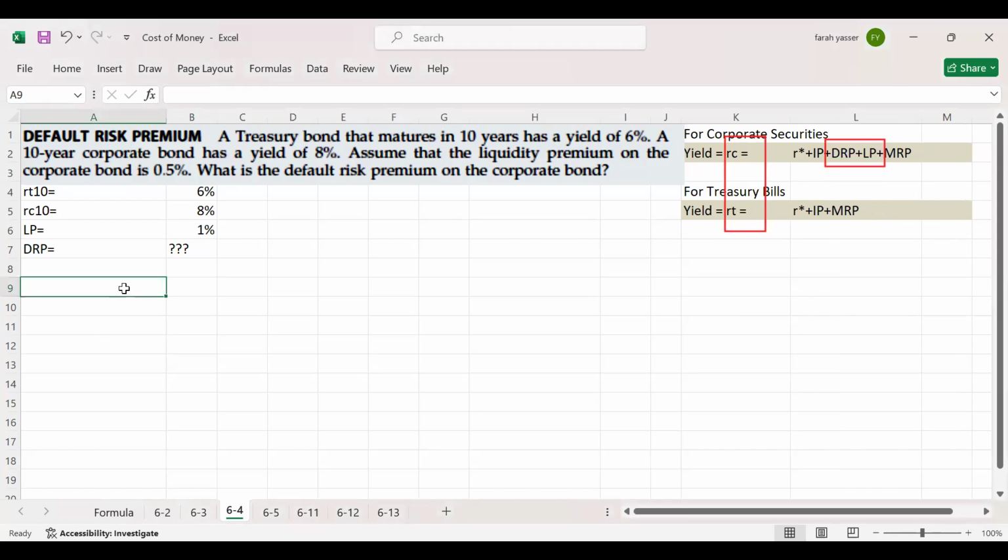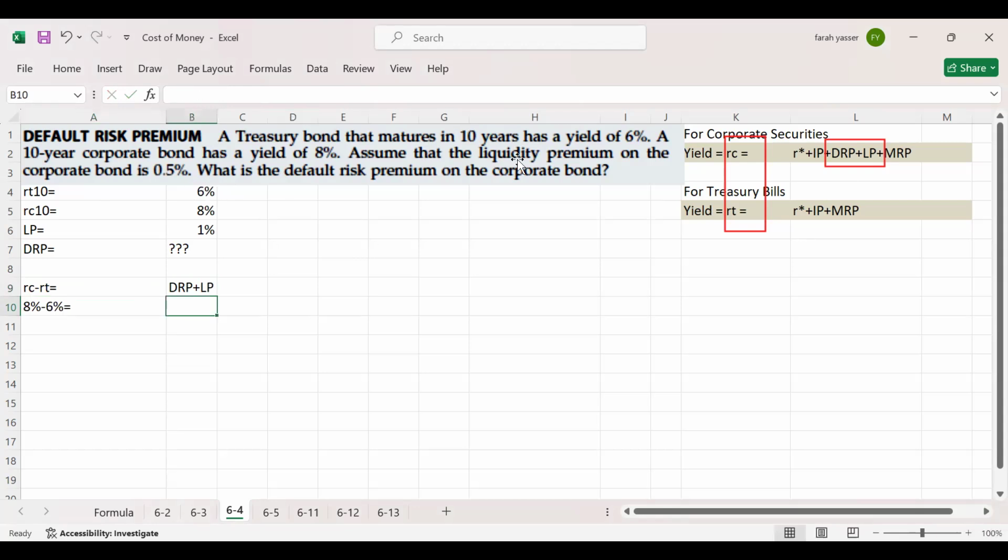We can write the difference between RC and RT. What is the difference? The difference is default risk premium plus liquidity premium. From these two formulas, we can derive this particular formula, the differentiating factor. So now we can write RC is 8%, which is given, minus RT is 6%, which is given.